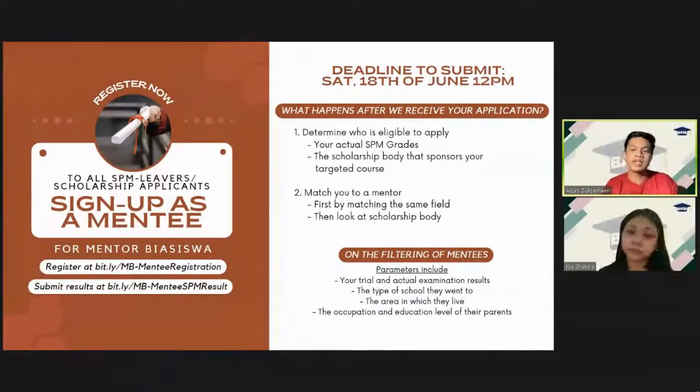We'll be looking at the type of school you went to, because the harsh reality is that regular daily schools have less exposure to this type of information than other elite schools. So we have to consider that as one of the filtering factors. And we'll also look at the area in which you live and the occupation and education level of the parents.